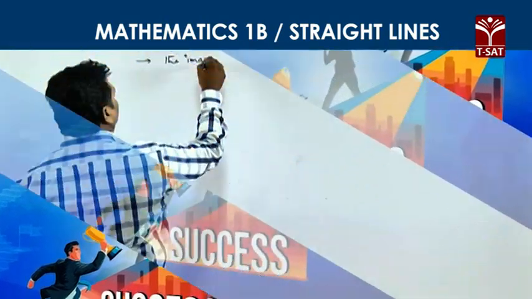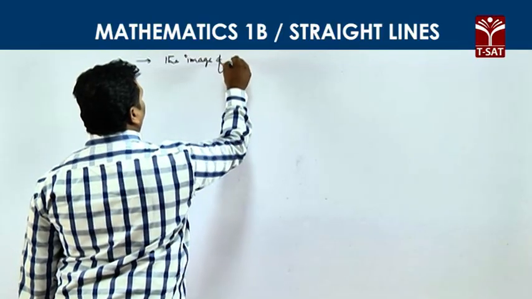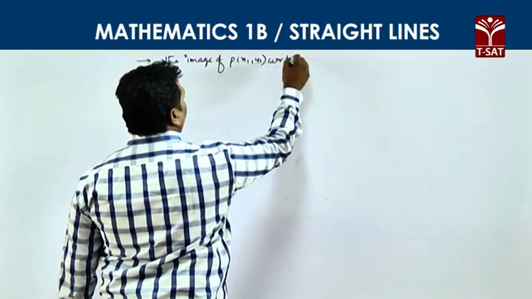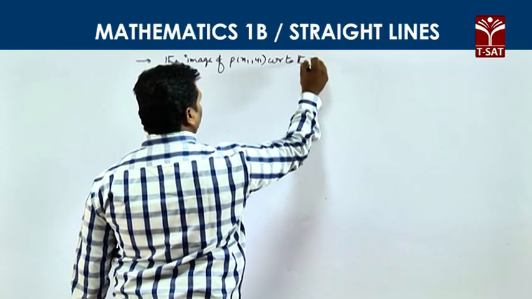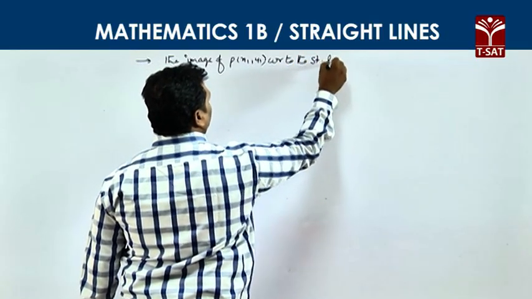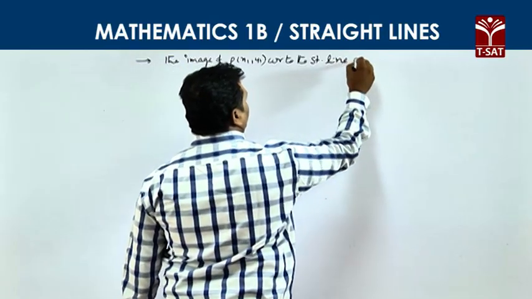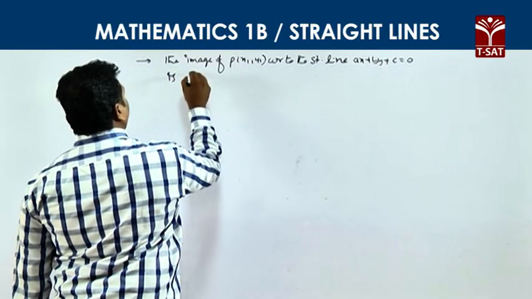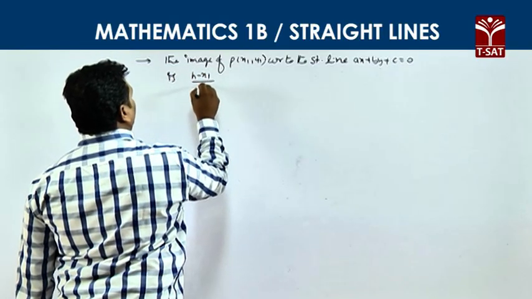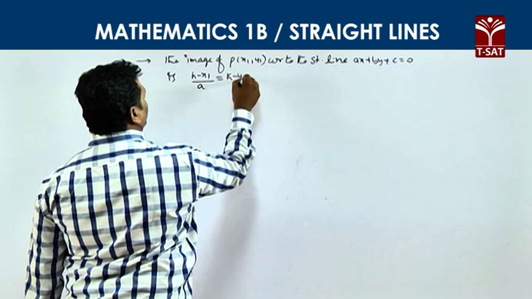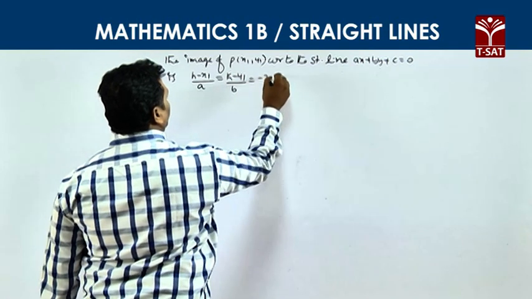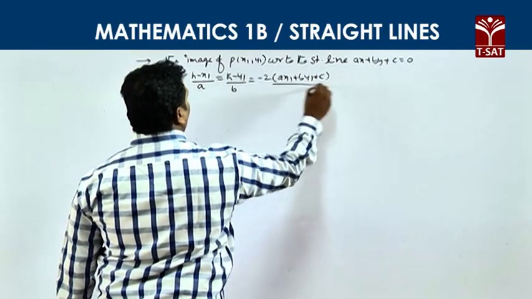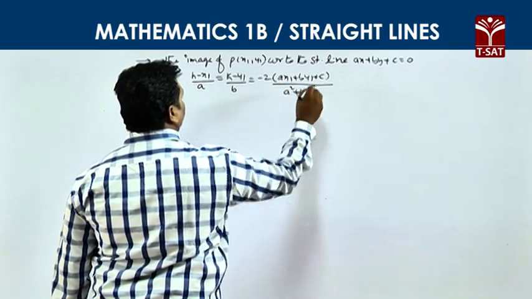Next point, the image of P of x1 comma y1 with respect to the straight line ax plus by plus c equal to 0 is h minus x1 by a equal to k minus y1 by b equal to minus 2 into ax1 plus by1 plus c by a square plus b square.